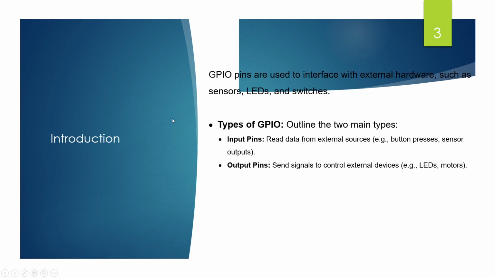So as you know, the GPIO pins are used to interface with external hardware such as sensors, LEDs, and switches. And there are two types. There are input pins and output pins. The input pins are meant to read data from external sources like a button press or sensors. And the output pins are for sending signals to control external devices, like sending signals to control LEDs or sending PWM signals to control motors and so on.